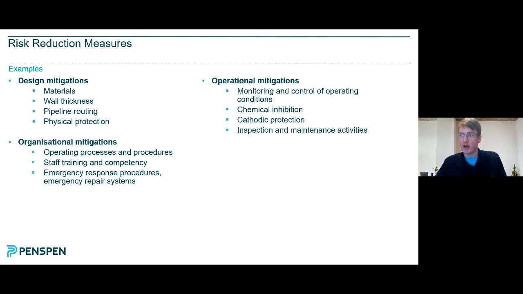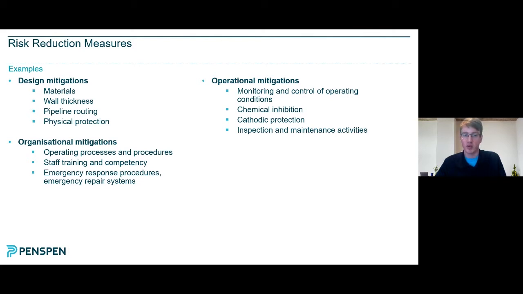So there's a number of mitigations or controls that can be put in place. Some of these you can say are inherent, they're fixed. Typically these are the design mitigations, so there are plenty of hazards that might manifest that can be ironed out of your design or your system at the design stage by selecting appropriate materials, a sufficient wall thickness, routing your pipeline away from high consequence areas and things like that.